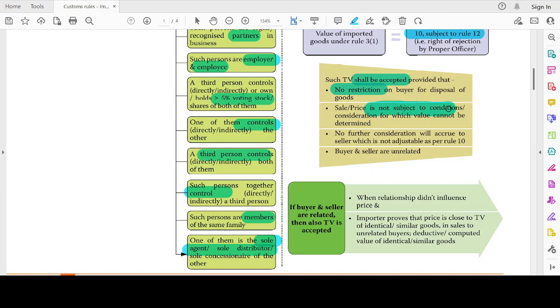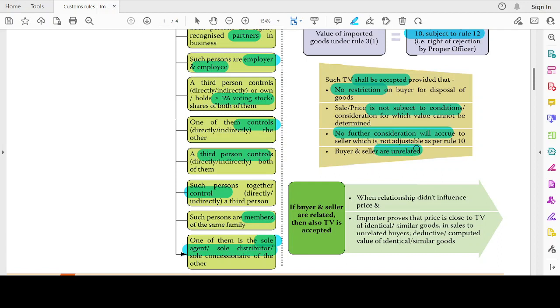And the sale was not subject to any consideration for which value cannot be determined. There are no conditions for which the value cannot be determined, and no further consideration will accrue. Okay, there is no contingent consideration. Okay, there is no further consideration. Then alone the transaction value shall be accepted. Then buyer and seller are unrelated. So four conditions are there.